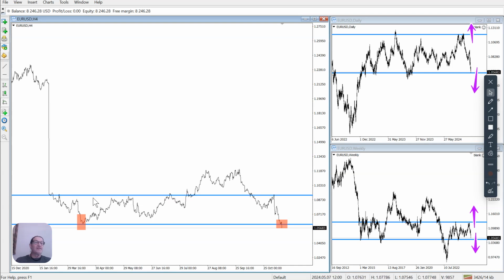We have this one, that one, that one, that one. There is a very, very strong resistance level right here, right here, and here. So we got quite a few. That's a very strong resistance level.